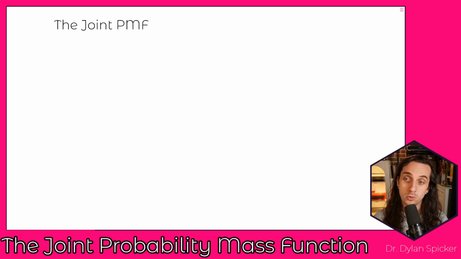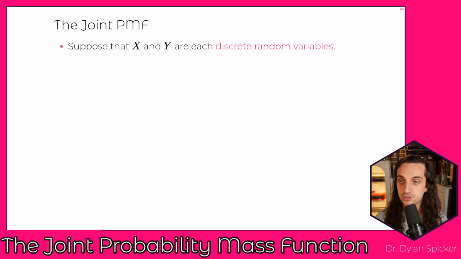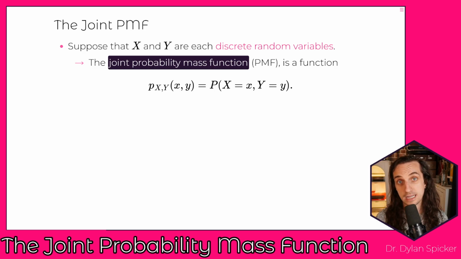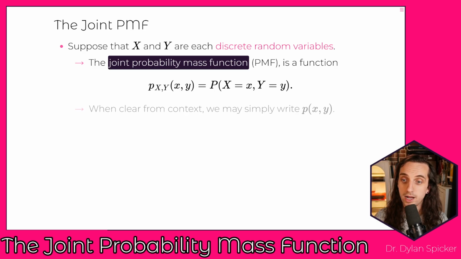Okay, so what is the joint PMF, or the joint probability mass function? We'll take x and y to be each discrete random variables. The joint probability mass function is going to be the mathematical function that tells us the probability that x is equal to little x, and the probability that y is equal to little y simultaneously. So it gives us the joint probabilities of x and y.